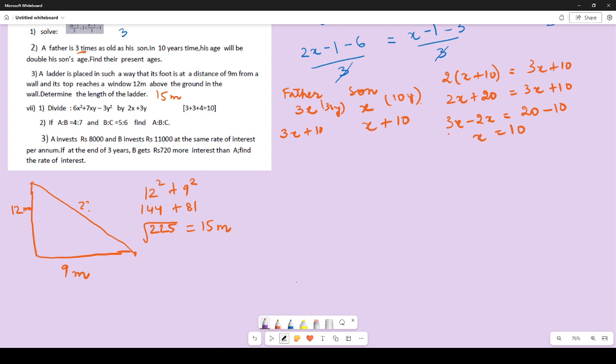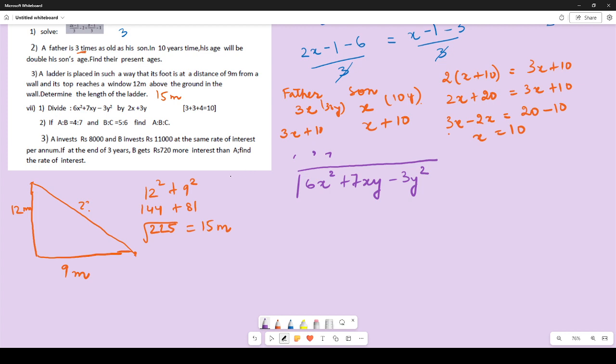Now let us take up the next question. Question number 7, bit 1. Divide 6x square plus 7xy minus 3y square, and this is to be divided by 2x plus 3y.